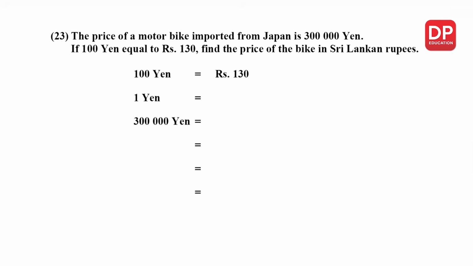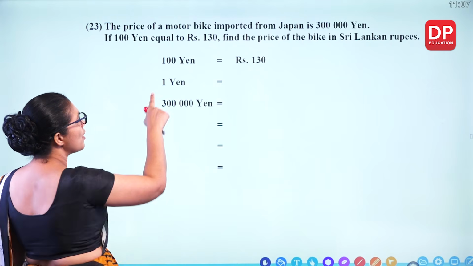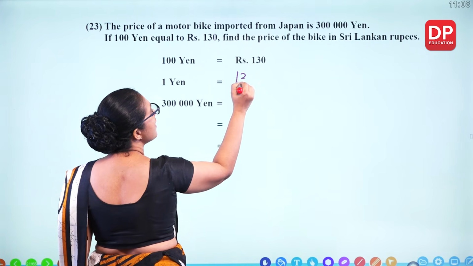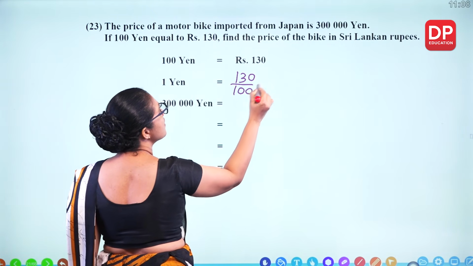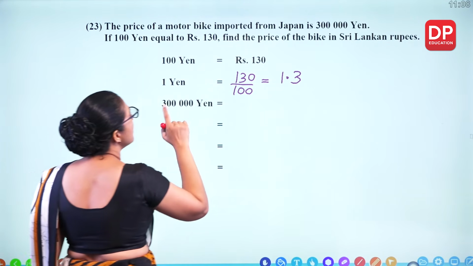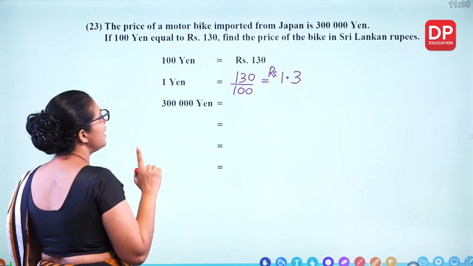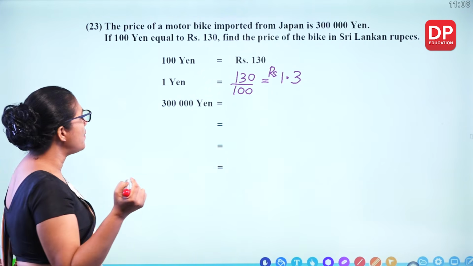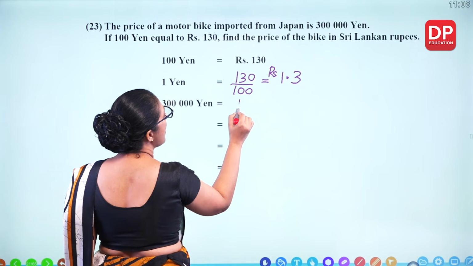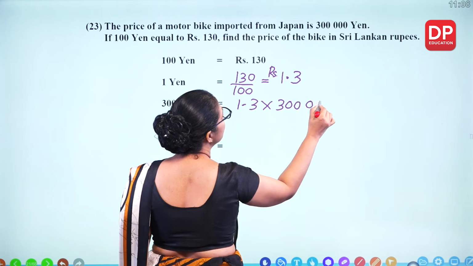The price of a motorbike imported from Japan is 300,000 yen. If 100 yen equal to 130 rupees, find the price of the bike in Sri Lankan rupees. So 100 yen is 130. So what about 1 yen? 130 divided by 100. That's 1.3 rupees. Then what about 300,000 yen? So you can multiply 1.3 into 300,000.